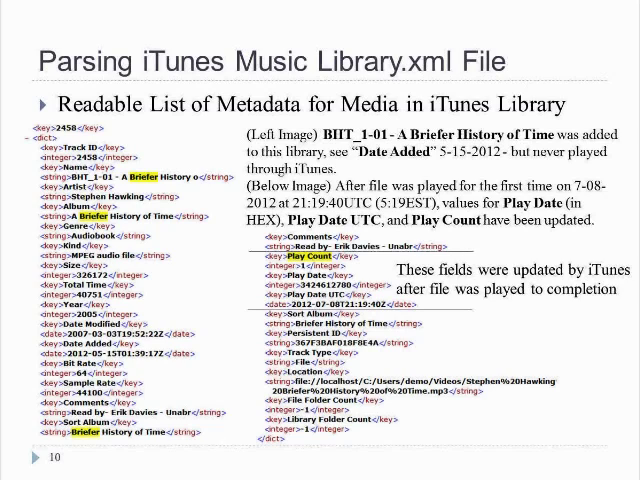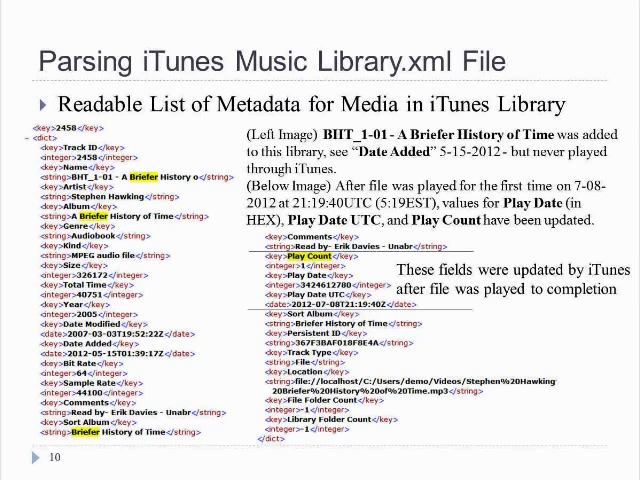And now, on 7/8/2012, at about 5:19 Eastern Time, or 21:19 UTC, I opened up this file in iTunes. I played it from beginning to end, and after that was completed, I went back into the XML file and went down to the same record, key 2458. I found my A Brief History of Time 1-01 file, and here we see some new values have been added.